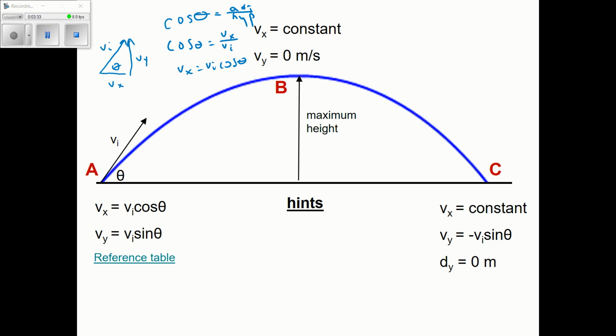So there are some hints that are going to help you solve these problems. One is that the acceleration is still gravity. It's negative 9.81 meters per second squared. The second one, let's say it takes 3 seconds to get to the top. It's going to take 3 seconds to get down, and the total time in the air is 6. So time up equals the time down, and the time up is half of the total time.